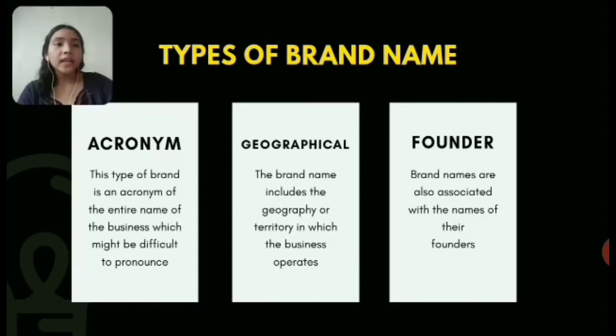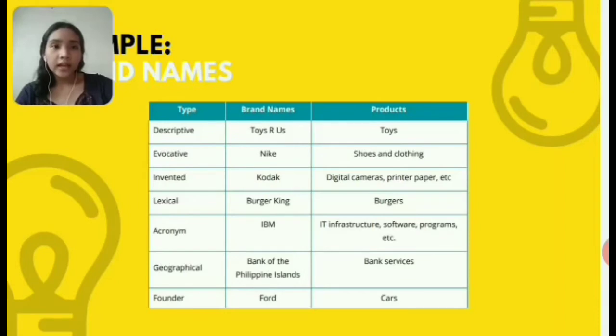So manang geographical. Then the last one is founder brand names. Brand names are also associated with the names of their founders. Ang kaning founder is ang pangalan sa ilang brand is sunod sa pangalan nila. Example, ana is si Henry Ford. Diba? Henry Ford. Ford Cars. So, yarang isunod sa iyang pangalan. And Disney. Si Disney, diba katugong Walt Disney? Sama to. Yarang isunod silang pangalan ang ilang business. So, ara, ang example sa brand names.